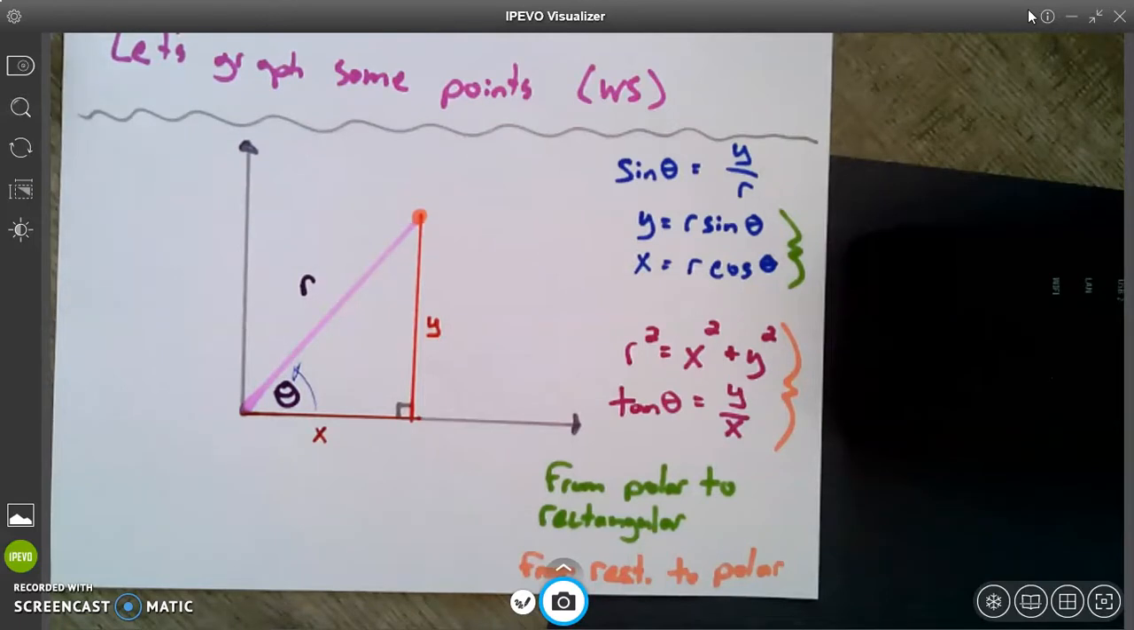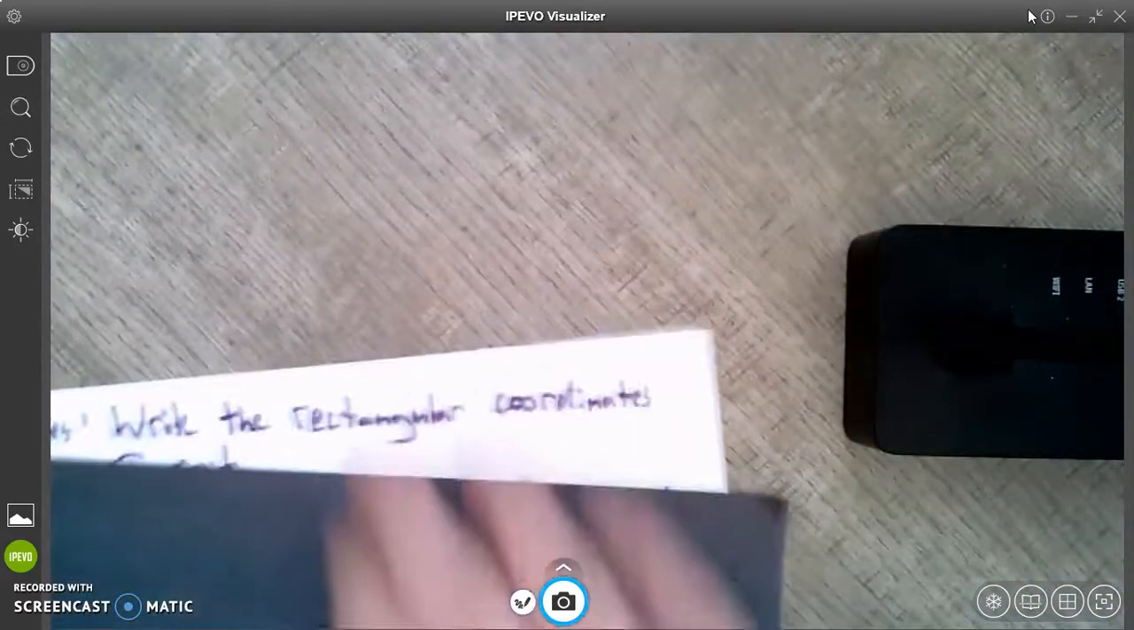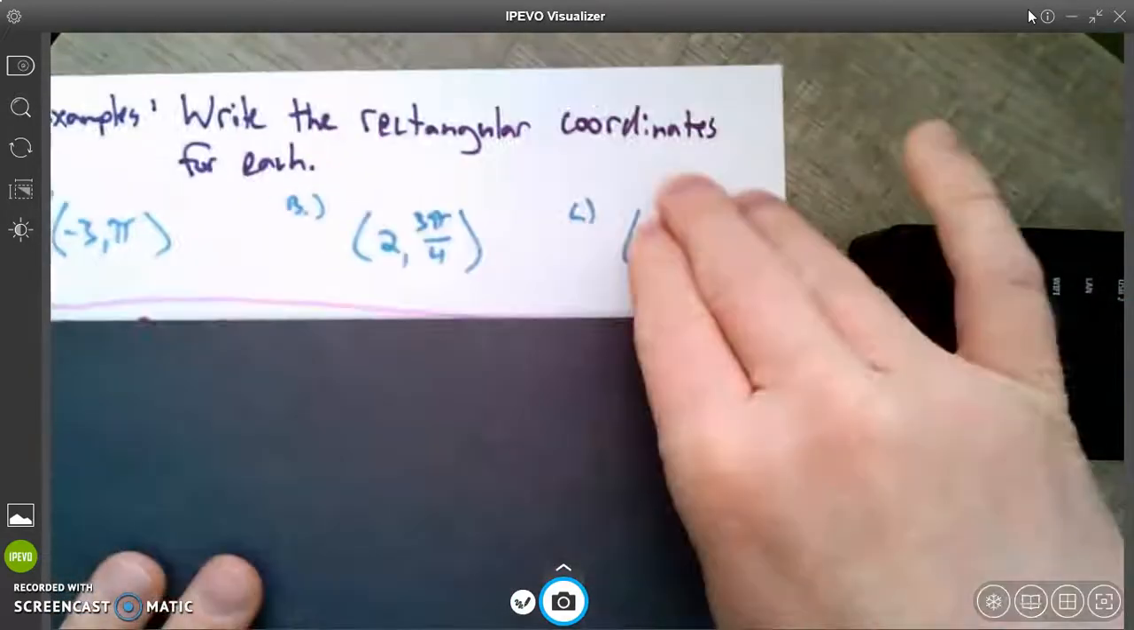We have two types of problems now. If I give you something in polar form and I want you to write it in rectangular form, or the other way around. If I give you something in rectangular form and ask for it in polar. All right? So we're just going to go right into some examples. Here's my first one.